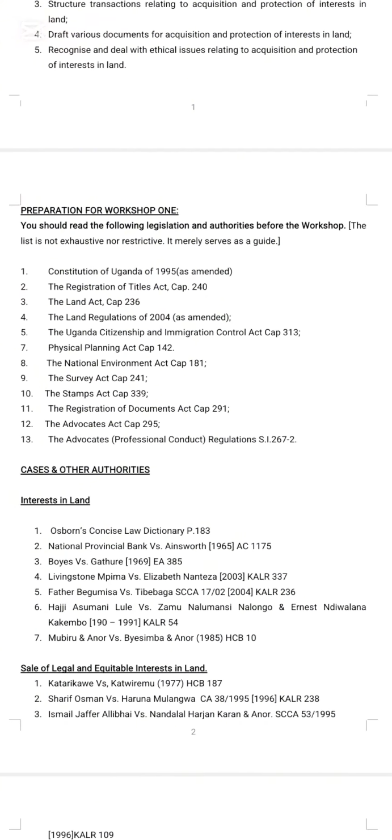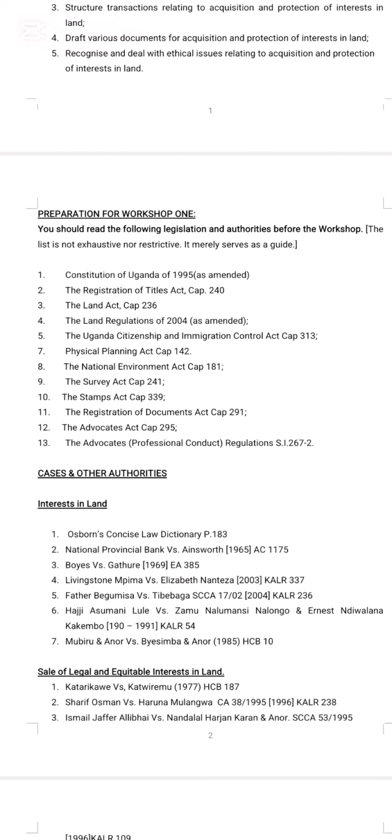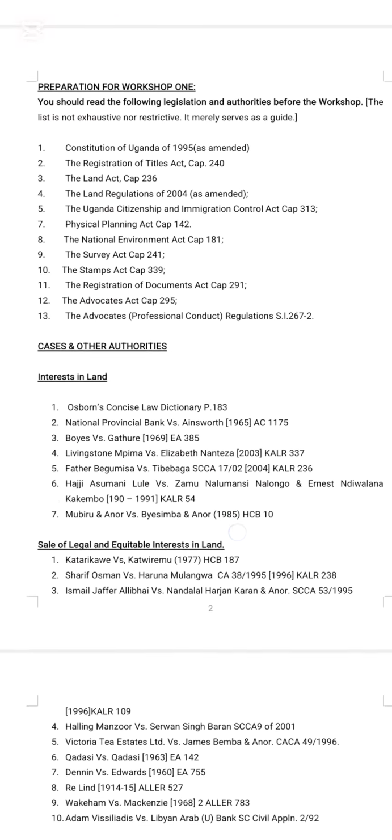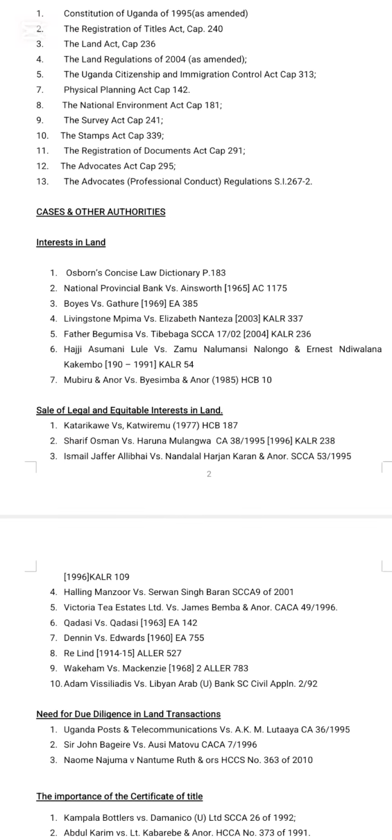Of course, I want to look at different authorities: the Constitution, the RTA, and the Land Act. Then interest in land, which we have already talked about. In Boyes versus Gasure, the court stated that any person with an interest in land can lodge a caveat, and the interest can be equitable or legal, like the way we discussed above.